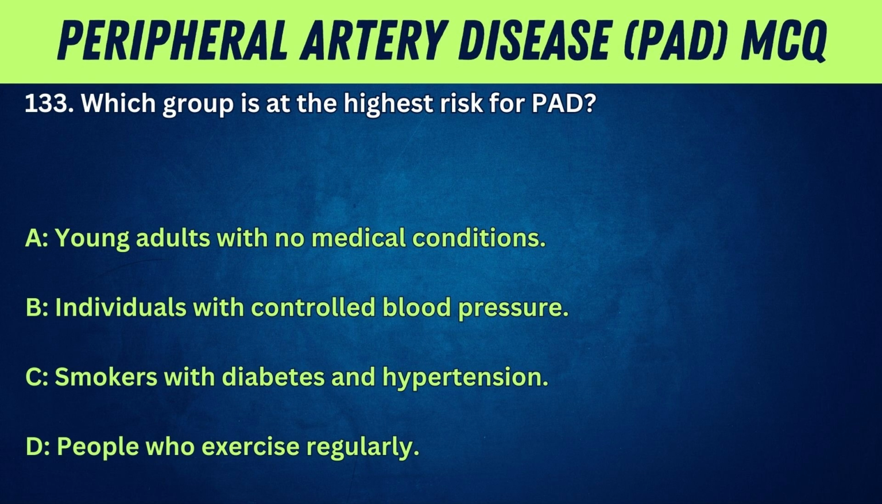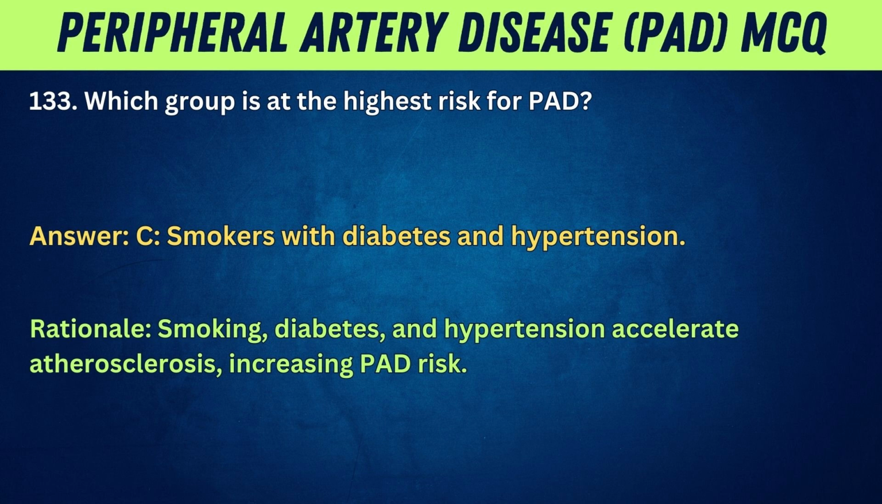133. Which group is at the highest risk for PAD? A. Young adults with no medical conditions. B. Individuals with controlled blood pressure. C. Smokers with diabetes and hypertension. D. People who exercise regularly. Answer. C. Smokers with diabetes and hypertension. Rationale. Smoking, diabetes, and hypertension accelerate atherosclerosis, increasing PAD risk.